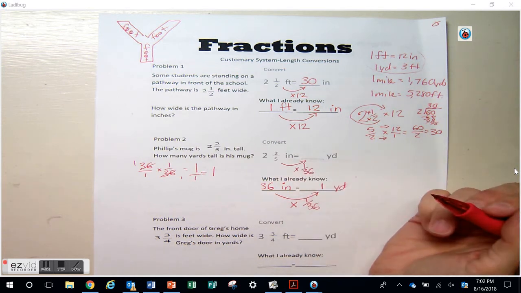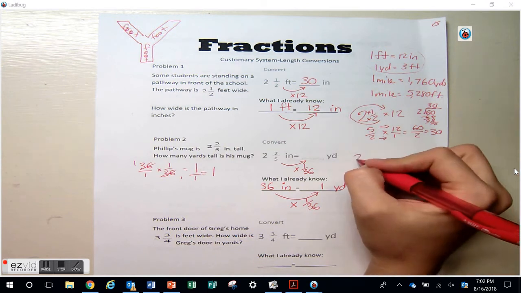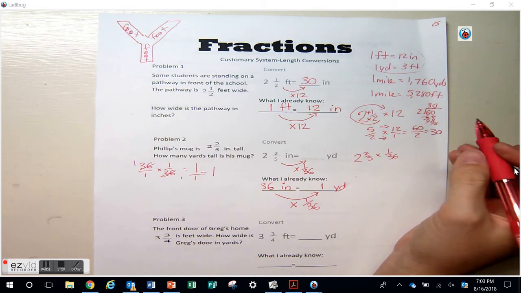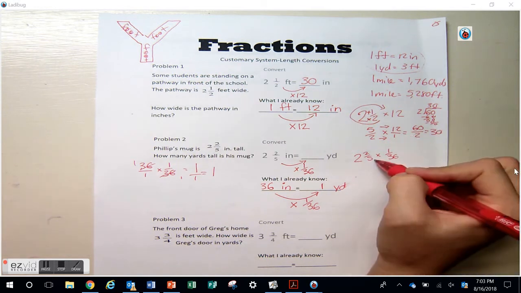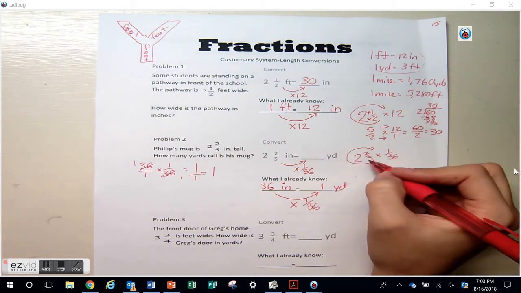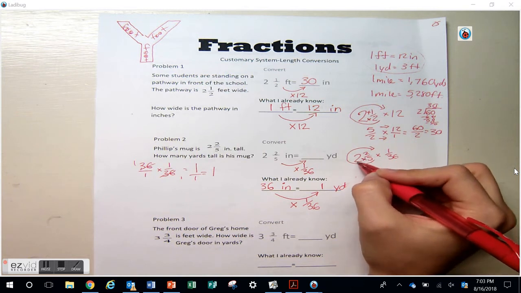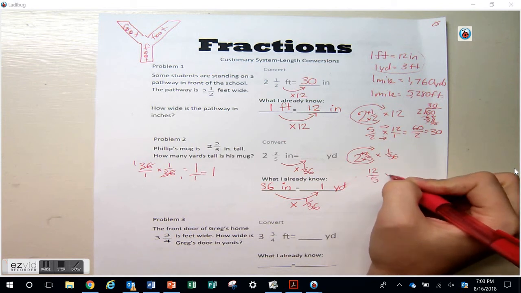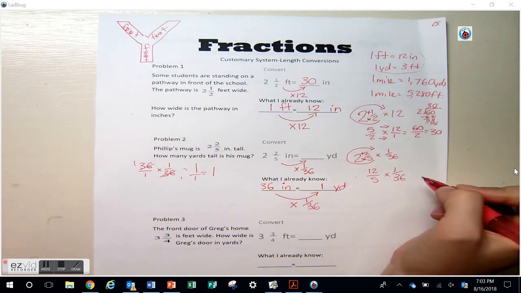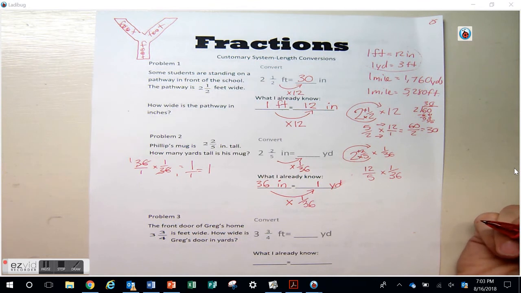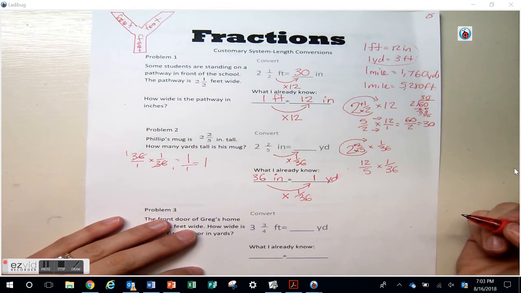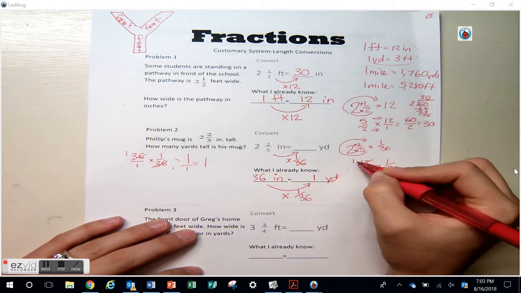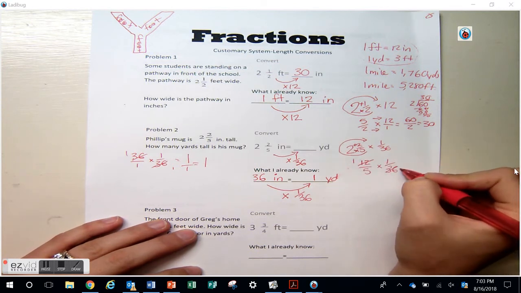2 2/5 times 1/36. In order for me to multiply fractions or mixed numbers, I want this to become improper. 5 times 2 is 10. 10 plus 2 is 12. Maybe some of you can see that we can cross cancel or simplify before we multiply. I see I can divide 12 by 12 is 1. 36 divided by 12 is 3. And I'm left with 1/15.